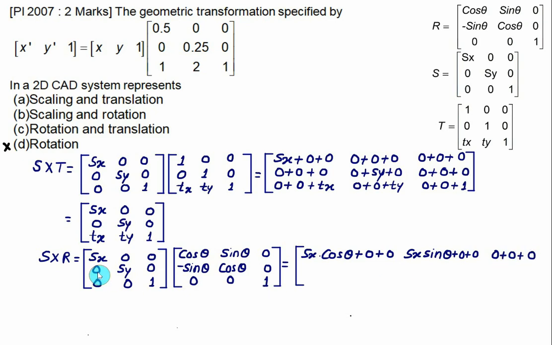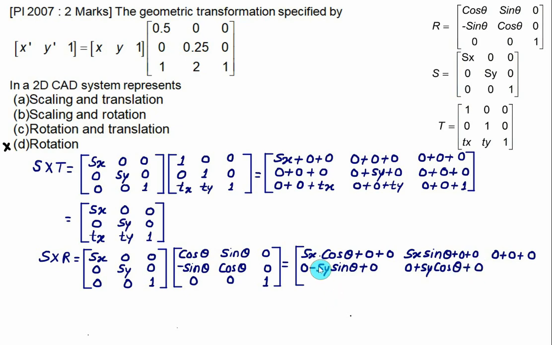Then we have second row and first column: 0 into cos theta is 0, then we have sy into minus sine theta, so we have minus sy into sine theta, and then we have 0 into 0. Then we have second row and second column: 0 into sine theta is 0, we have sy into cos theta, so we have sy into cos theta, and 0 into 0 is 0.